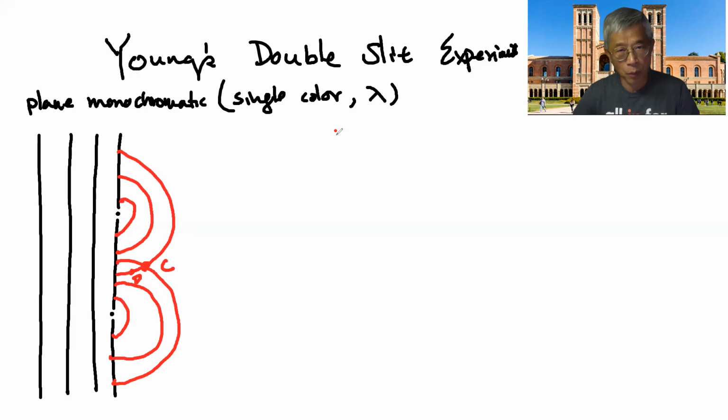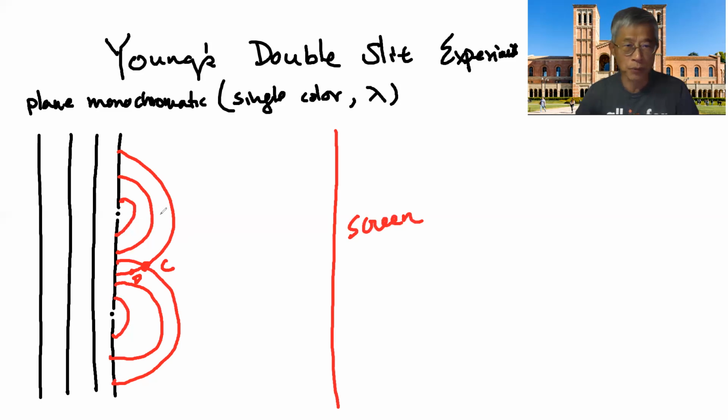And then far away here, well, not too far away, there's a screen right there. So you're going to see some interference pattern. In some of the places, it's going to be bright, and that's what we're going to explain. And some of this is going to be dark. Okay, and so what caused that? That's what we're going to do. Okay, we're going to erase this.